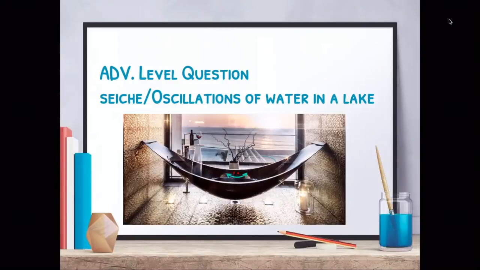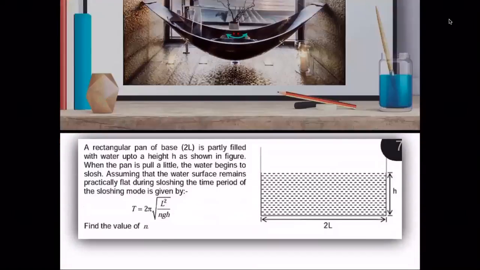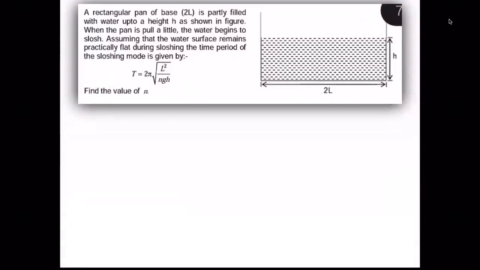You can look at any video on YouTube. It is called seiche of water, in a swimming pool or a lake. You can search for it and look at how these oscillations actually happen. So obviously, we will be talking about very small oscillations.